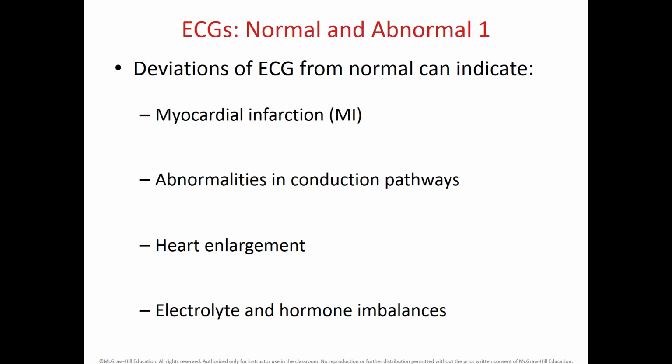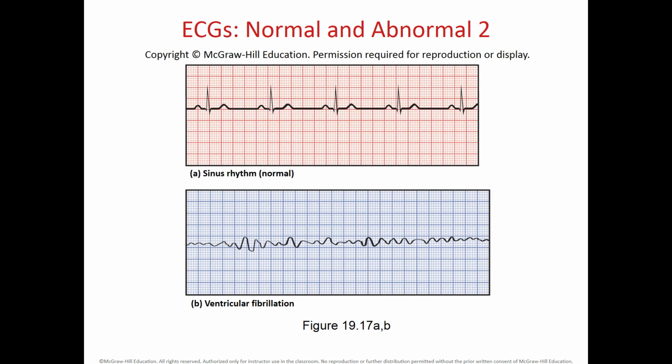We study these EKGs to find some deviations from the normal that can indicate either myocardial infarction, possibly ischemia in the case of angina pectoris, or any abnormality in the conduction system, which basically you will find irregular intervals of time between the P waves or the QRS, etc. And then you can pinpoint also enlargement of the heart because you have elongation of these ST segments, etc. Or you can also find electrolyte or even hormonal imbalances.